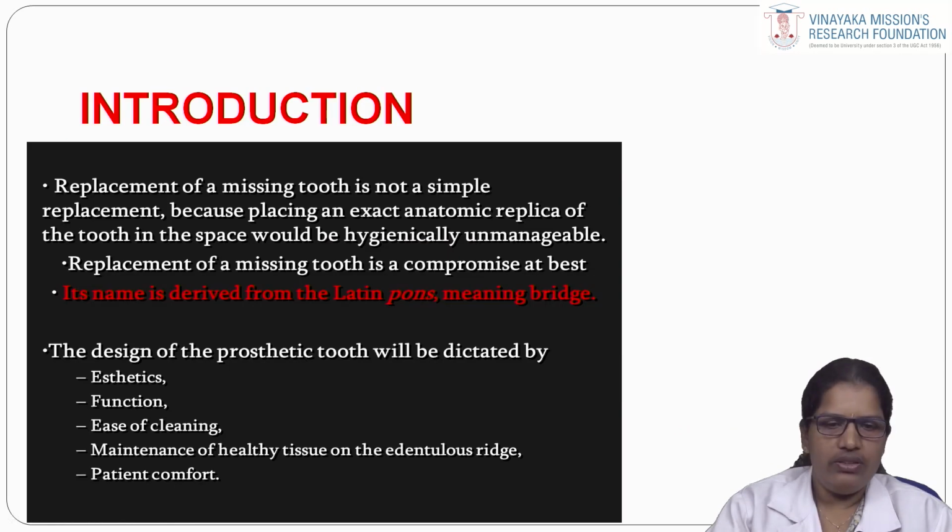Coming to the introduction, the replacement of a missing tooth is not a simple replacement, because placing an exact anatomic replica of the tooth in a space would be hygienically unmanageable. So, the replacement of a missing tooth is a compromise at best. Its name is derived from the Latin word pons, meaning a bridge. So, the design of the prosthetic tooth will be dictated by aesthetics, function, ease of cleaning, maintenance of healthy tissue on the edentulous ridge and patient comfort.